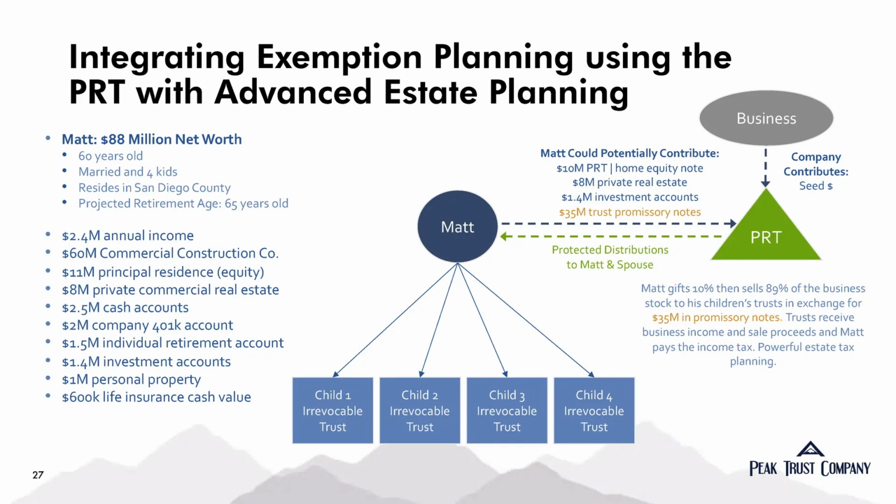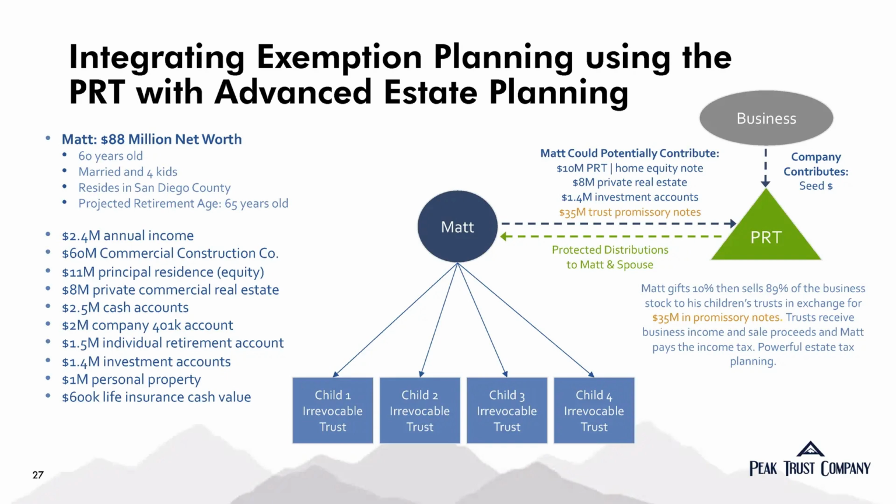We just use that again. Matt, wanting to do some advanced estate planning, decides, because he has 4 kids, that he wants to gift and sell some chunks of his estate to these IDITs, right? And these IDITs are now going to own and hold those particular assets. But what Matt gets back is a stream of income in the form of these promissory notes, in which in this case, he took back $35 million worth of promissory notes.